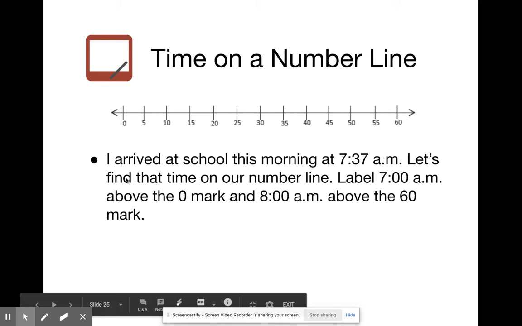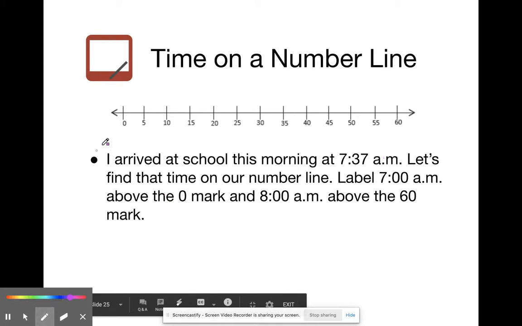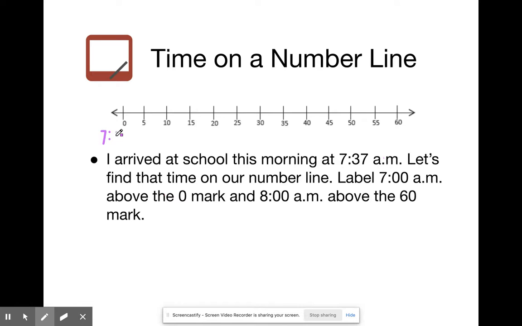If I arrive to school at 7:37, let's find that time on our number line. So we're going to label 7 a.m. at the 0 hour, which is right here. Okay, so 7 a.m., that's our 0 hour. And the 60 minutes, that would be our next hour. So the hour that comes after 7 is 8. So I'm going to label that by 60 minutes, I'm going to put 8 o'clock.